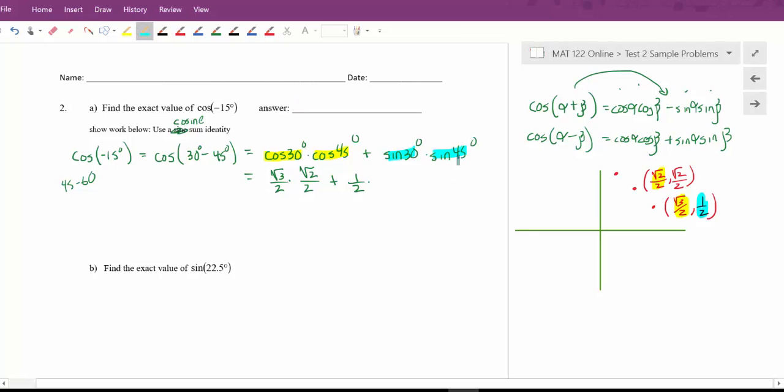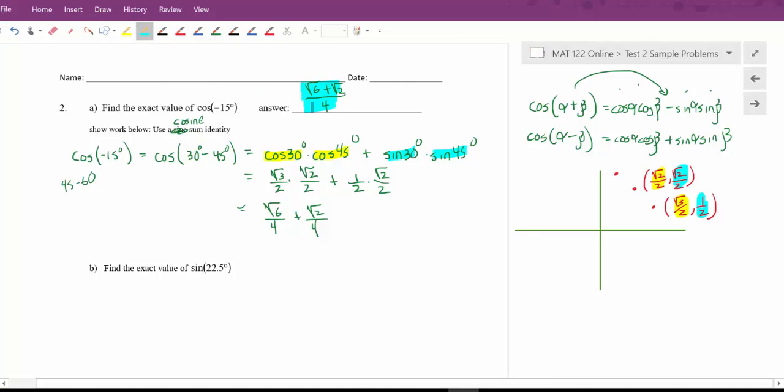And then the sine of 45 is this y value, so it's going to be square root of 2 over 2 like this. All right, so this is going to be square root of 6 over 4 plus square root of 2 over 4. Add that together. The final answer is going to be square root of 2 plus square root of 6 over 4 would be your final answer to that problem then, like that.